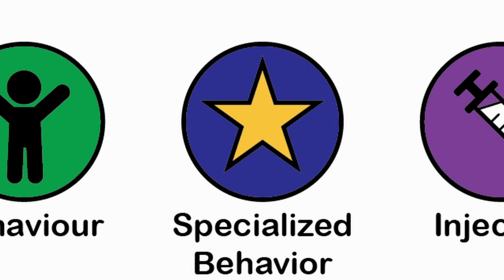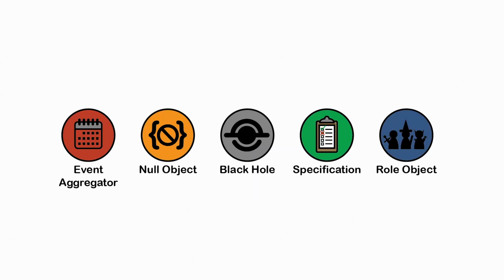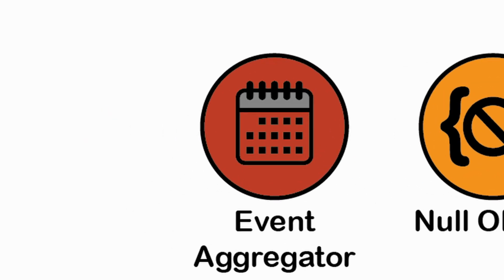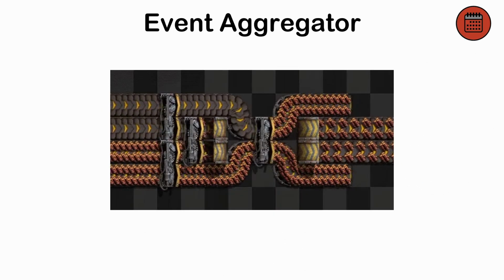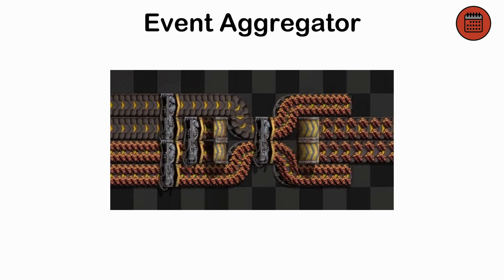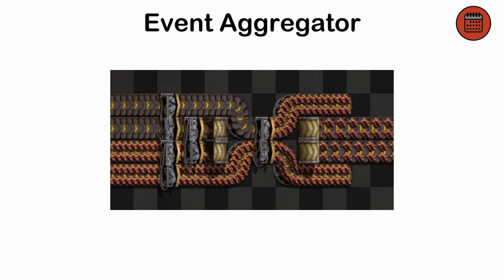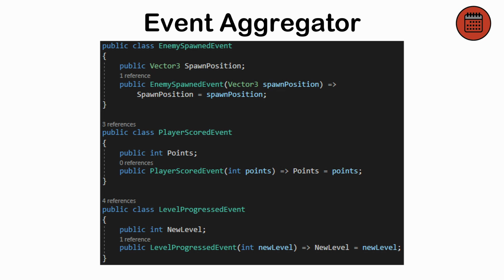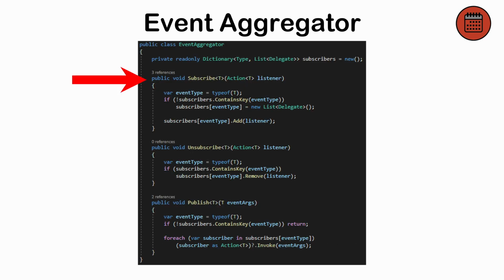Specialized behavioral patterns. These patterns have more narrow use cases in terms of coordinating object behavior. The Event Aggregator pattern consolidates event management into a single object to help decouple publishers and subscribers. Start by defining simple classes to represent events. Next, create a central hub to register, deregister, and publish events.